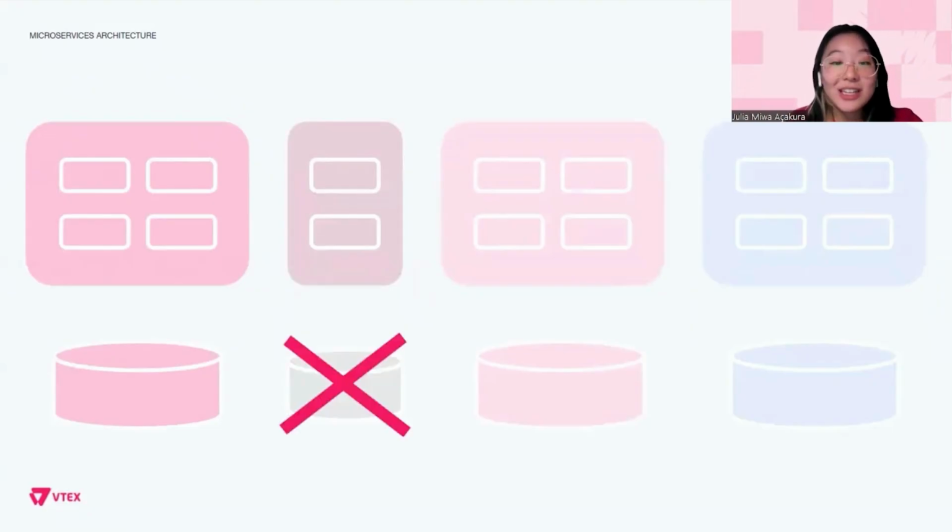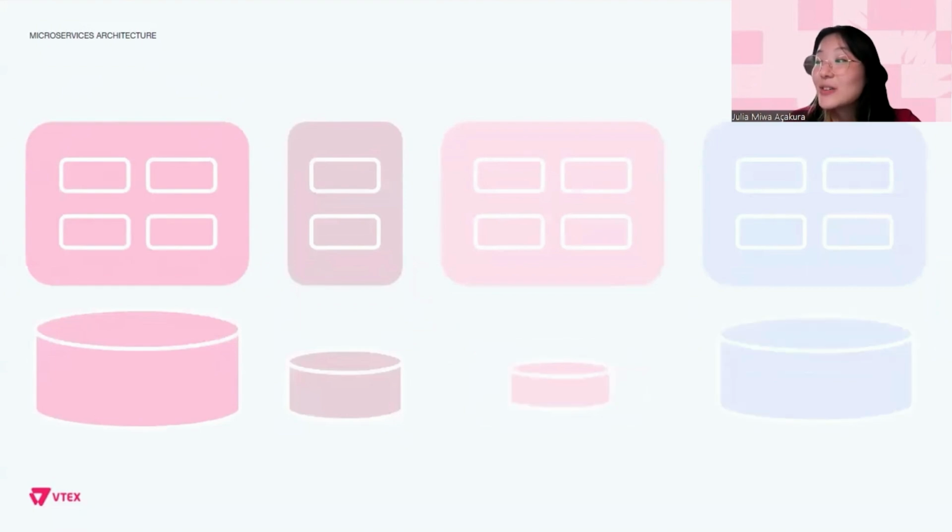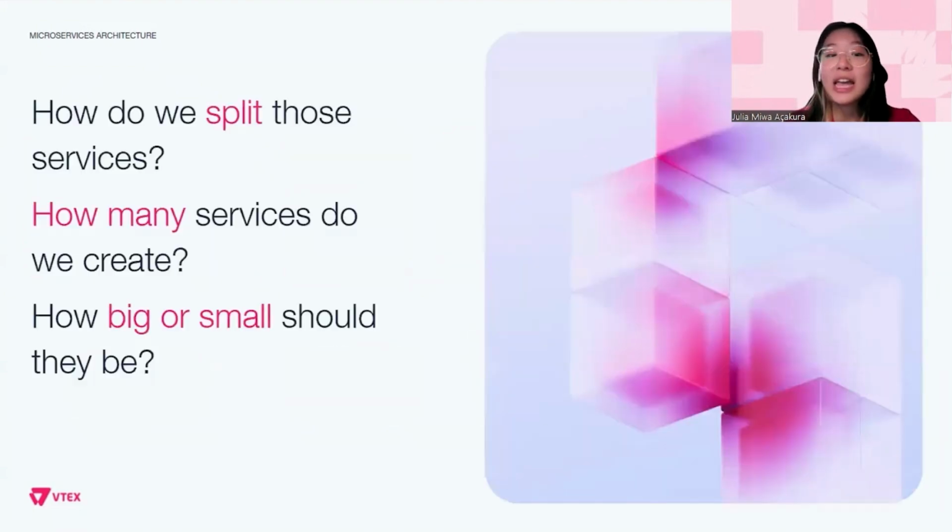They can each fail without taking other databases down, and they can scale independently. And how do we split those services? And how many services do we create? How big or small should they be?